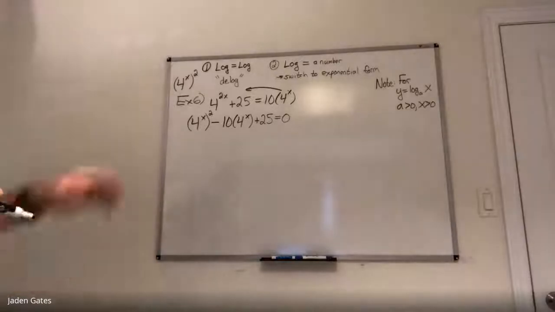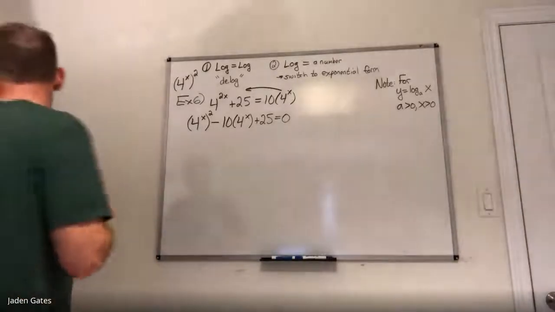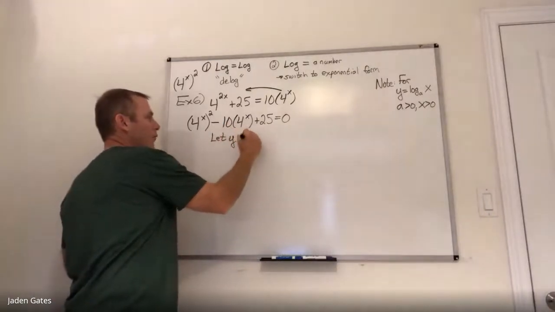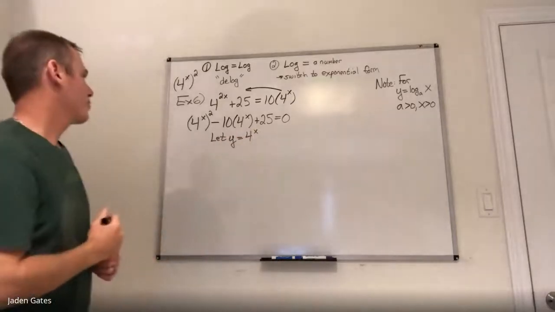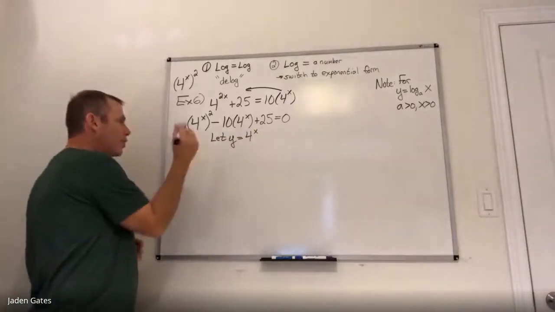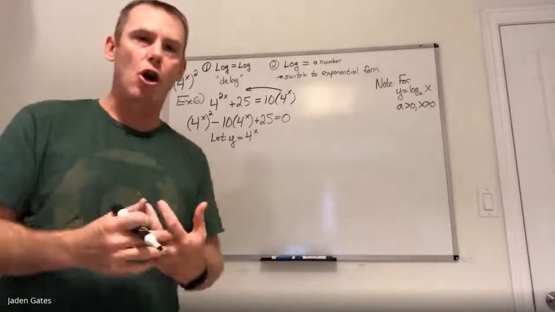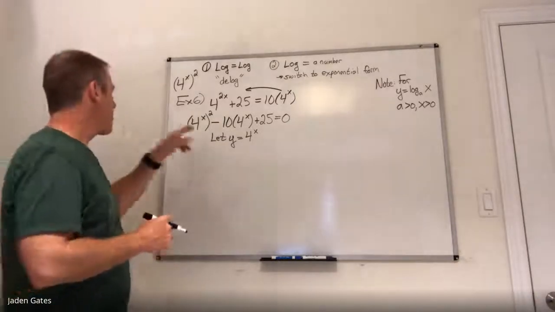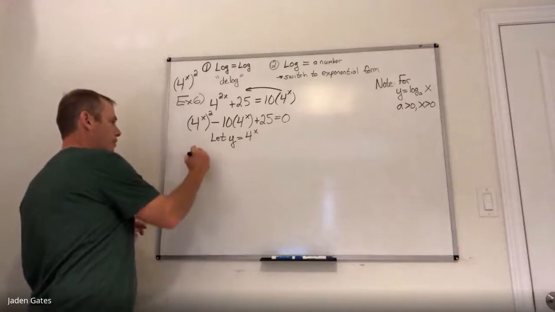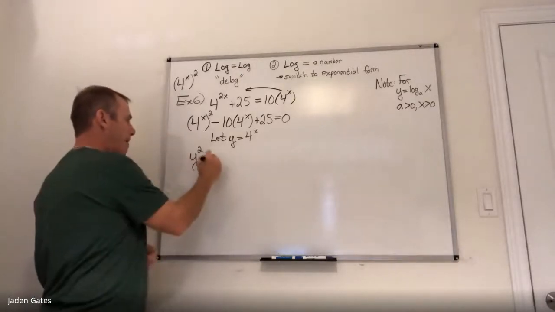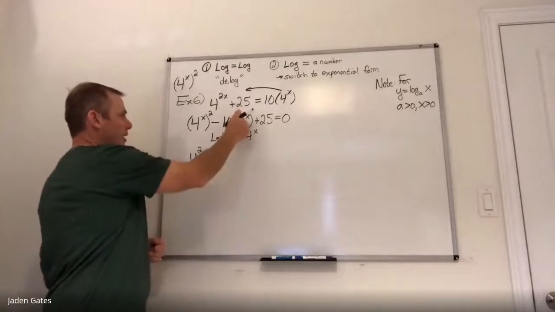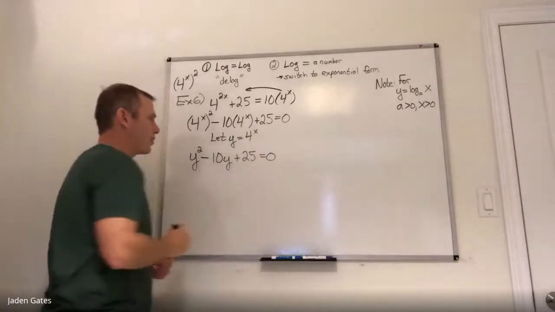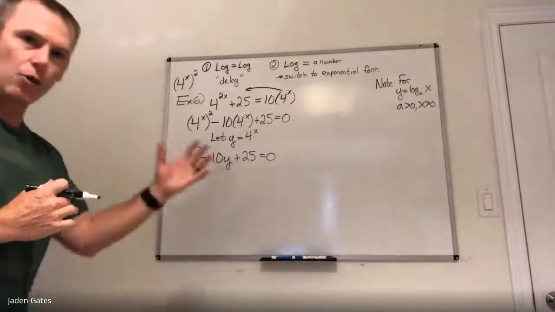Now, it kind of looks like a quadratic right now, but here's what I'm going to do. I'm going to make a substitution. I'm going to let y equal 4 to the power of x. I'm going to do this because it's going to make it easier to solve my quadratic and then further break it down into an exponential. You see what happens here. This 4 to the power of x, that's y. So this equation now is turned into y squared minus 10, and again, I'm going to call this y, plus 25 equals 0.